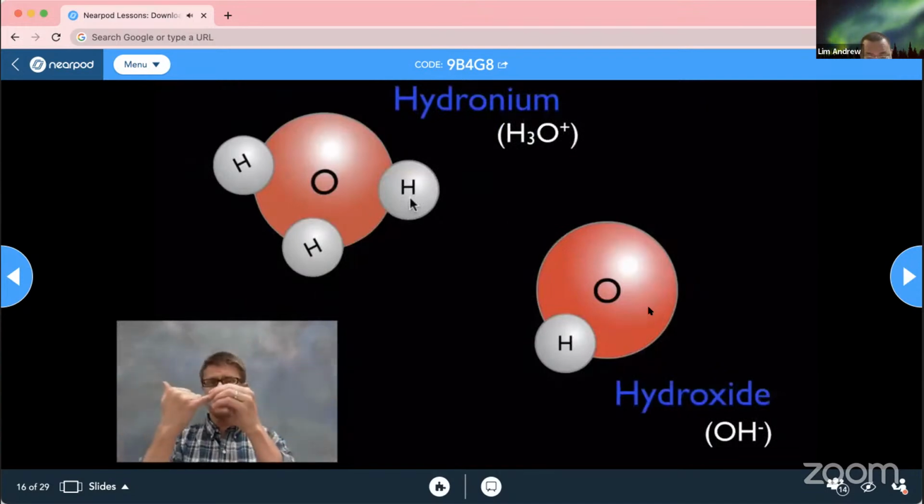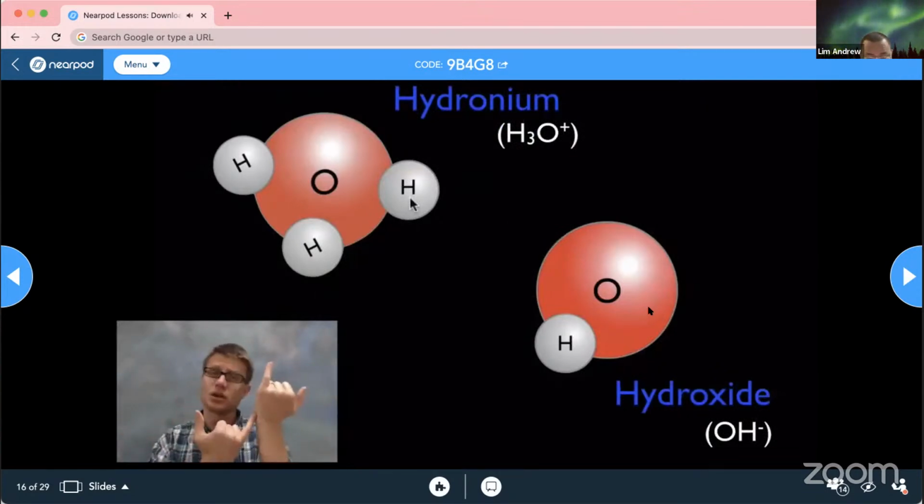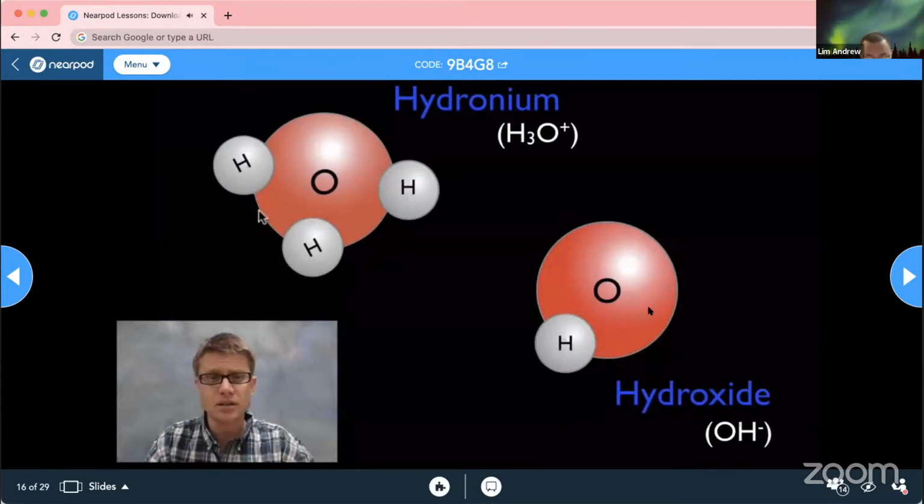That would be like me pulling this pinky off and attaching it over onto this other water molecule, leaving me just with this. And so what is that called? This is called hydronium. Hydronium is going to be H3O, and it's going to have a positive charge. What are we left with over here? This is a hydroxide ion.